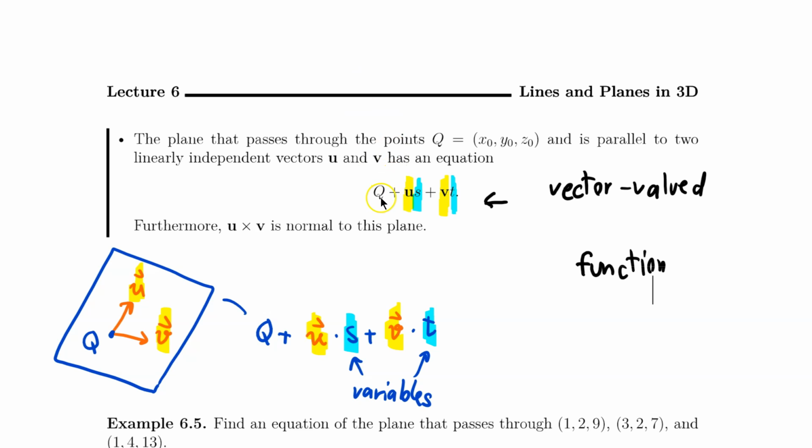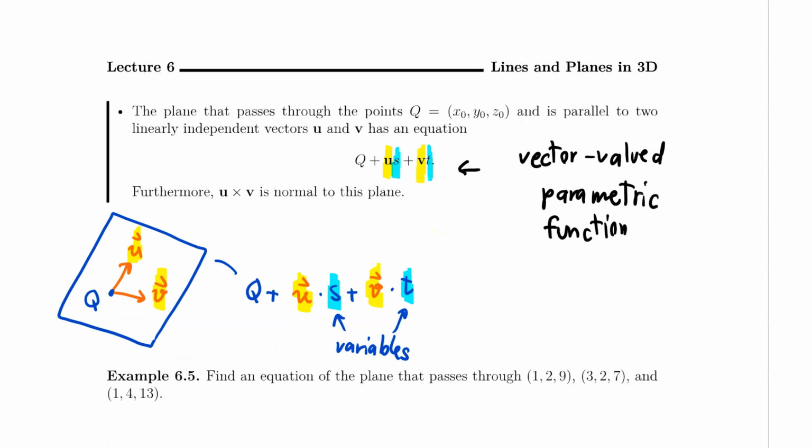Because I can think of q as a vector, and u and v are already vectors, I multiply these vectors by scalars. So I'm basically adding up these three vectors here. Now, this is not only vector valued, it is also a vector valued parametric function, because I'm going to have 3D points, and it actually has two variables, s and t here.